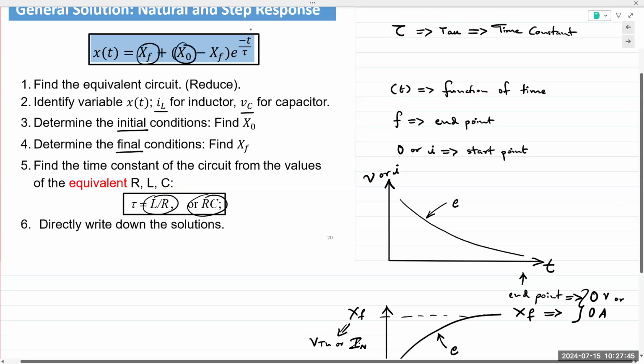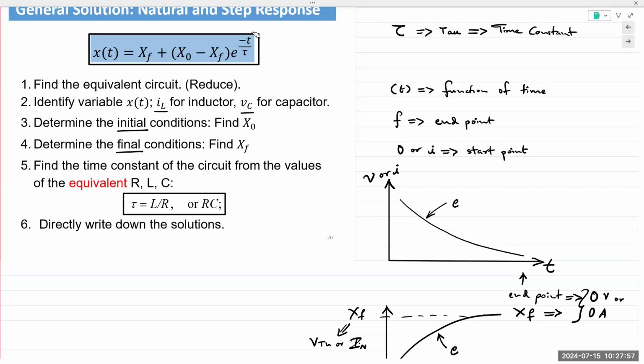You determine the starting position and the end point, and you directly plug in those values into this equation, and that's it. That's the solution to the circuit. That's the solution to the voltage or the current for the charging or discharging phase. Okay, as straightforward as that.